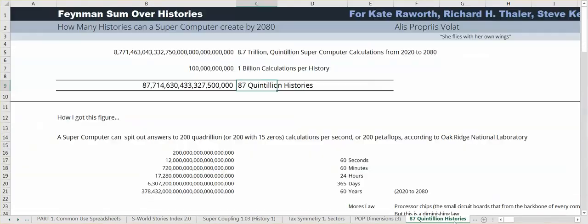So moving to 87 quintillion, that is 87,714,630,433,35,327,500,000 histories, each of which has a billion different reference points that we can note and therefore match each one's capacity against each other. And some of these will be done by humans, hopefully as many as possible, from the MMO game SWOD UCS, people playing this. The companies themselves, people can play their own companies in the simulation.